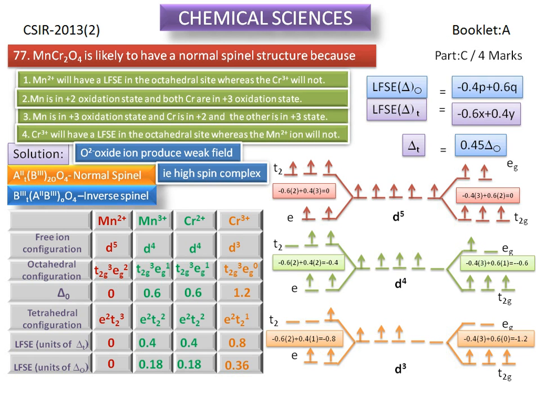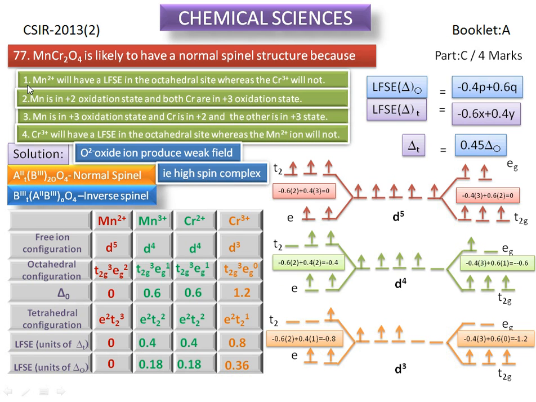Now we check out the answer. Here the LFSE value is greater for octahedral geometry than tetrahedral geometry. So the LFSE value of chromium 3+ is higher compared to all other ions, so it is most likely to occupy octahedral holes.